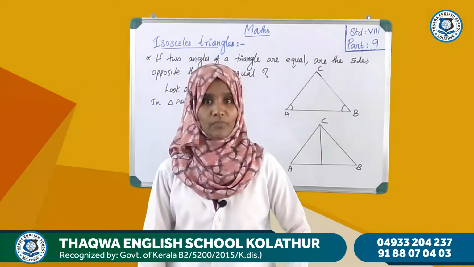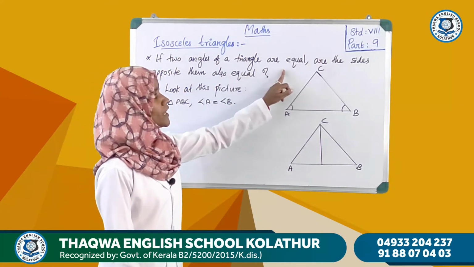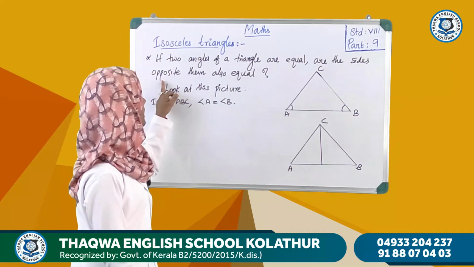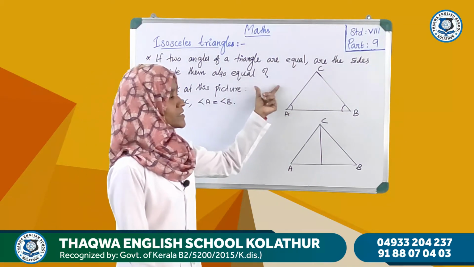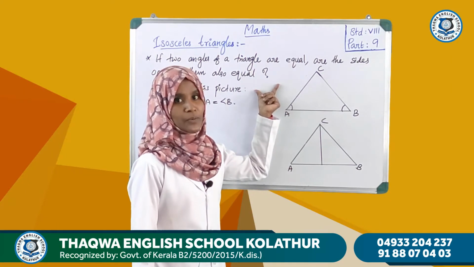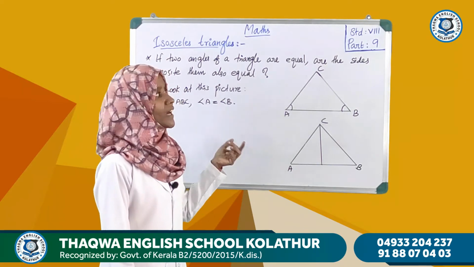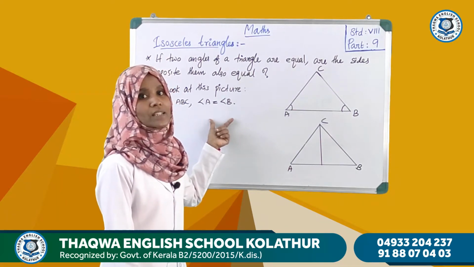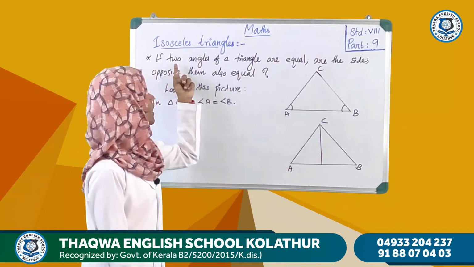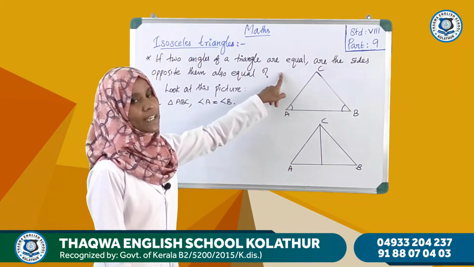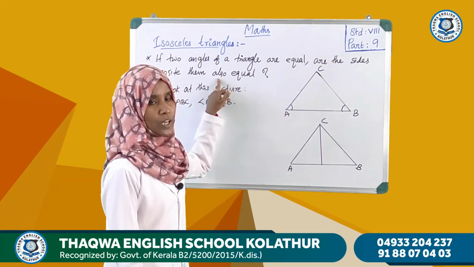Okay, next. If two angles of a triangle are equal, are the sides opposite them also equal? Just reverse of the last result. What was the last result? If two sides of a triangle are equal, then the angles opposite to the equal sides are equal. Now here, if two angles of a triangle are equal, are the sides opposite to them also equal?